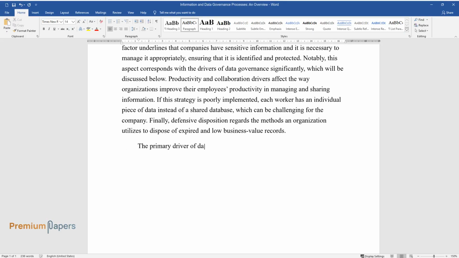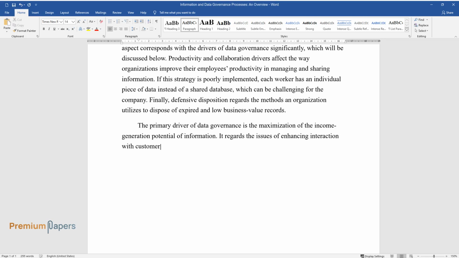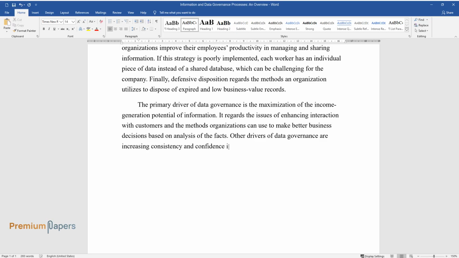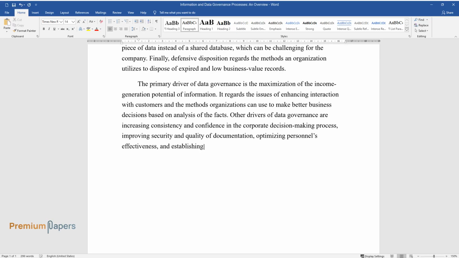The primary driver of data governance is the maximization of the income generation potential of information. It regards the issues of enhancing interaction with customers and the methods organizations can use to make better business decisions based on analysis of the facts. Other drivers of data governance are increasing consistency and confidence in the corporate decision-making process, improving security and quality of documentation, optimizing personnel's effectiveness, and establishing process performance baselines to enable improvement.